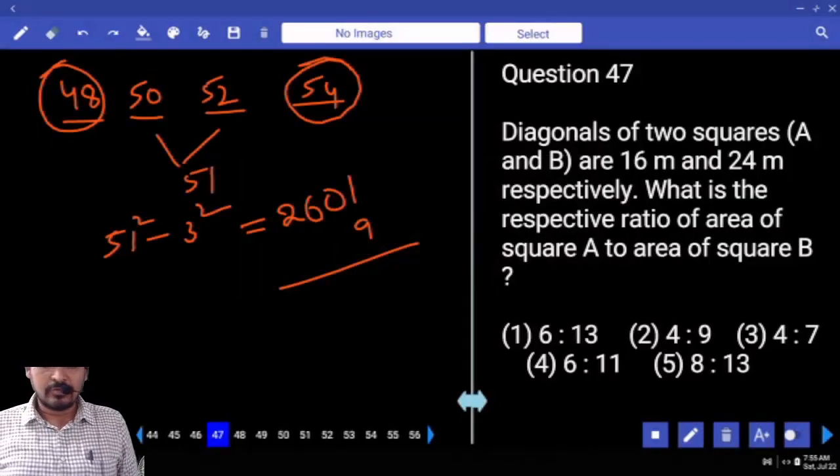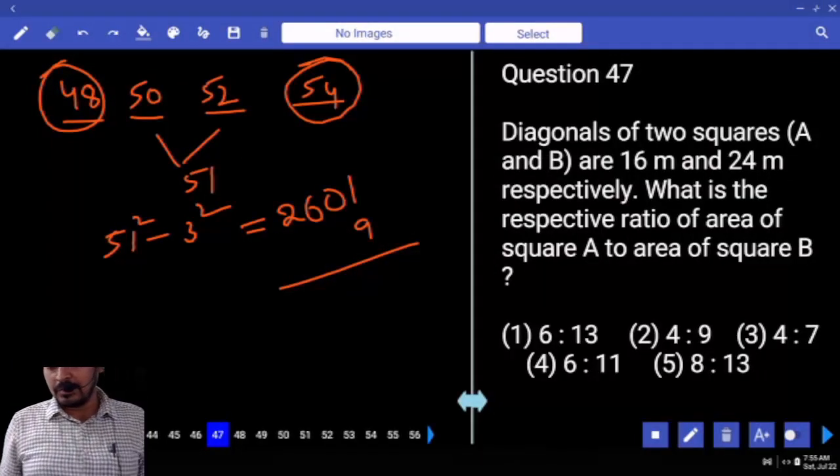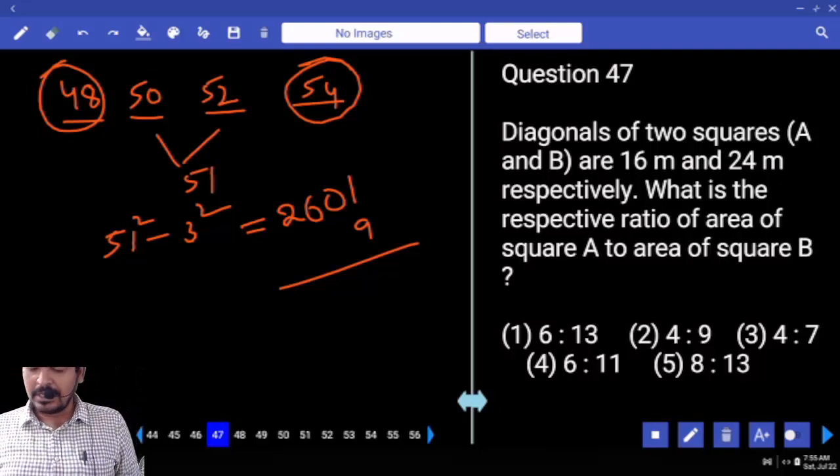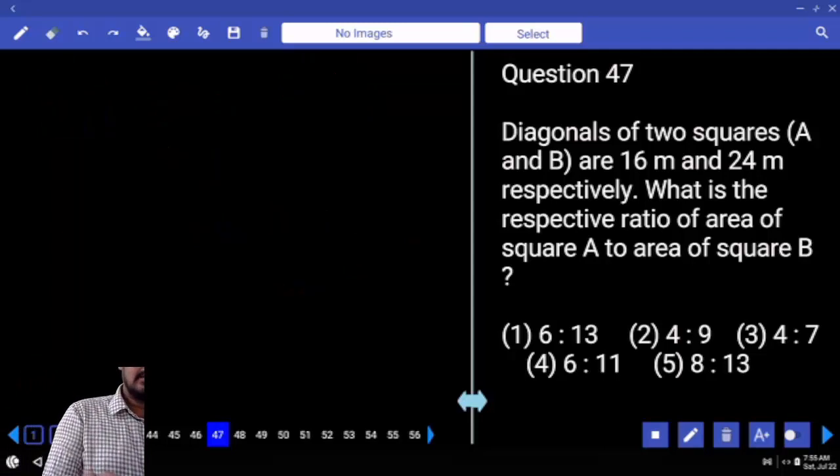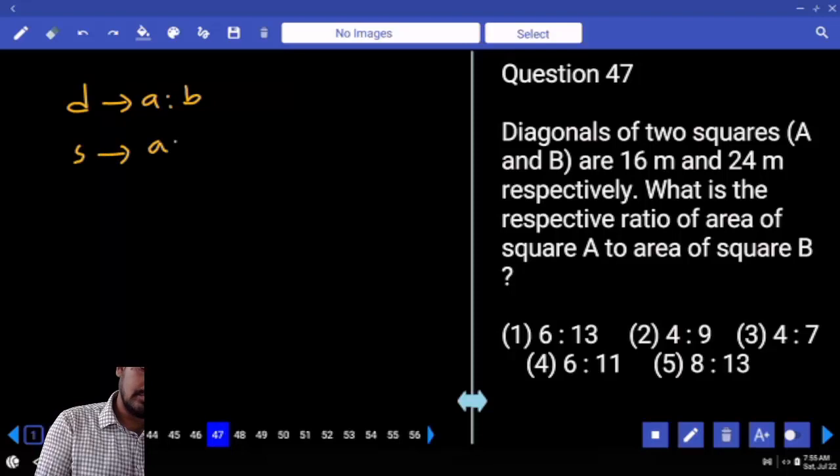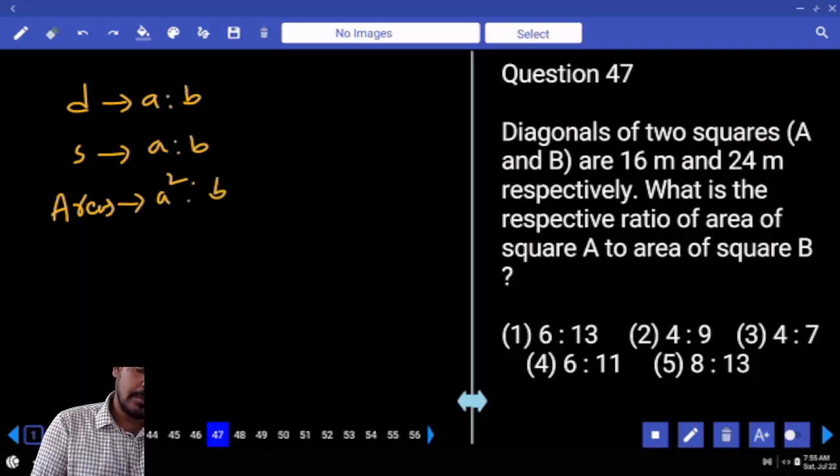Diagonals of two squares A and B are 16 and 24 meters respectively. What is the area of square A to the area of square B? What is the diagonals ratio? 16 is to 24. Already we know the concept. Square diagonals are A is to B. Sides also A is to B. Areas are A square is to B square. Perimeters are A is to B.